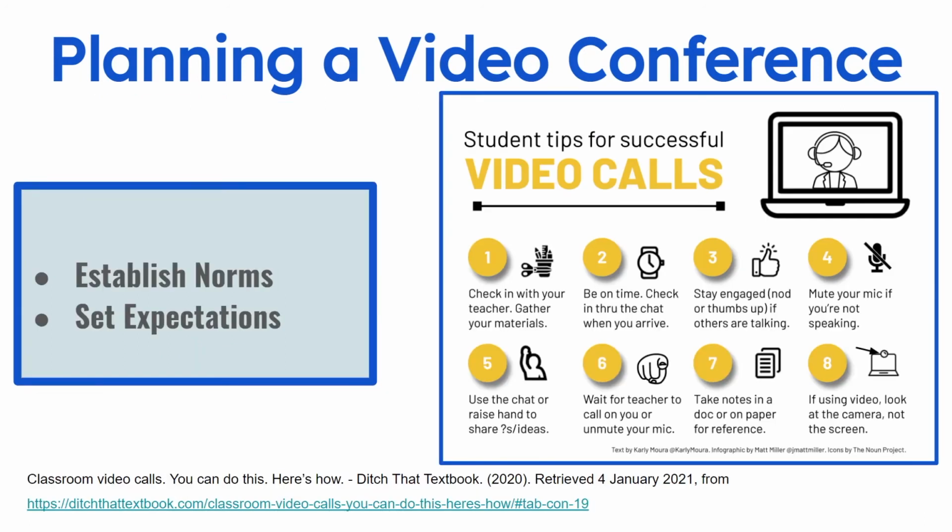When you're planning a video conferencing, make sure to establish norms and set expectations with your students about how they should act and what they should do during a video conference. Check out this infographic from Ditch That Textbook that gives you student tips for successful video calls. This infographic can also be found in the Module 5 Resources section.